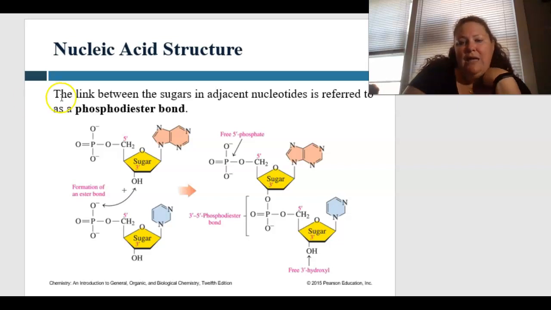Again, you can see that you have one nucleotide here. You're linking it together with a phosphodiester bond. And then here is going to be your other nucleotide, right? And you're going to have the free 5' phosphate group on the one, and then the free 3' hydroxyl group on the other.